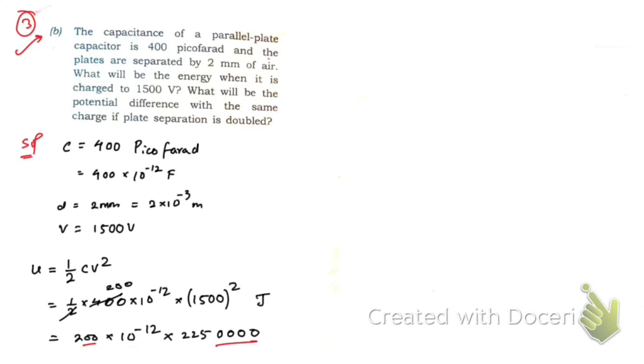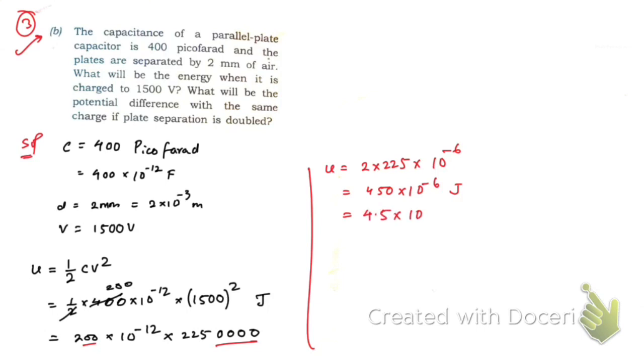If we do so, then U will be equal to 2 into 225 into 10 to the power minus 6, as we have here 6 zeros, right? So hope you have understood these things. If you multiply, then you can write this is going to be 450 into 10 to the power minus 6 joule, and it can be written 4.5 into 10 to the power minus 4 joule, right? If you write the answer in scientific form, this is the energy.